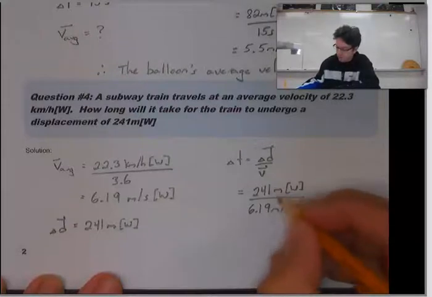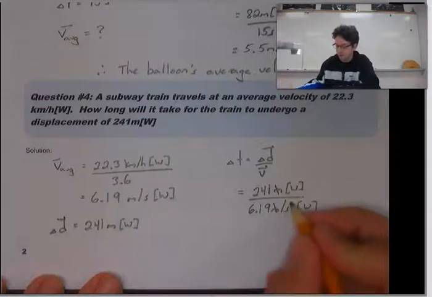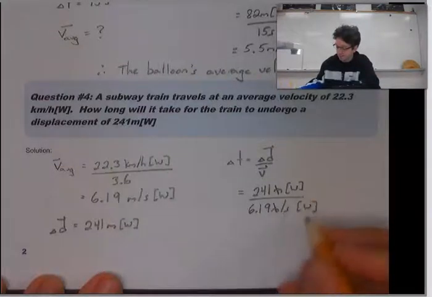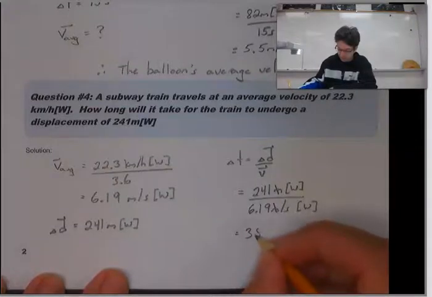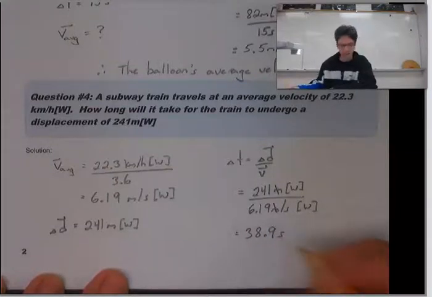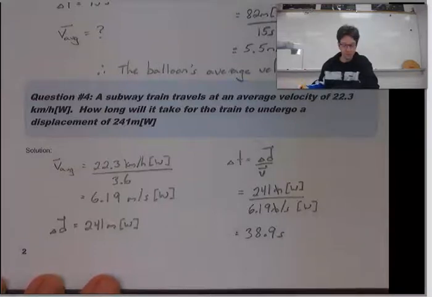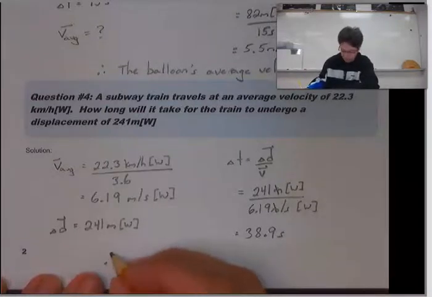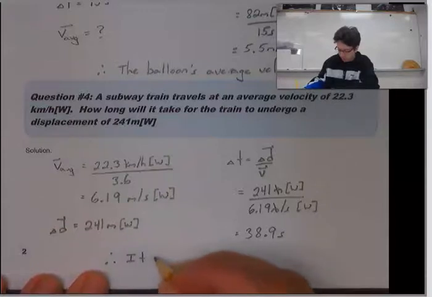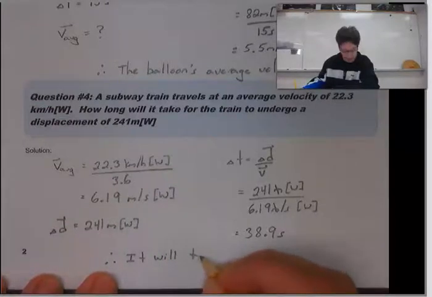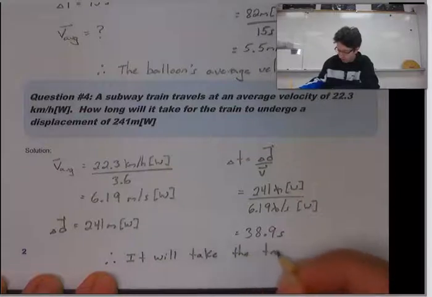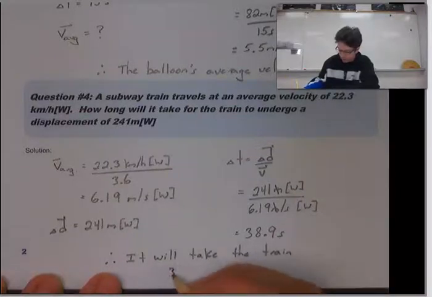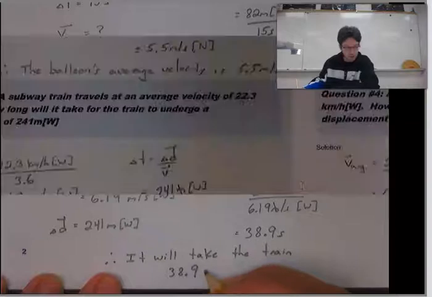So when they're both in meters, meters will cancel, and we're going to be left with seconds, which is our time. It's 38.9 seconds. Okay, then we can paraphrase, therefore, it will take the train 38.9 seconds.